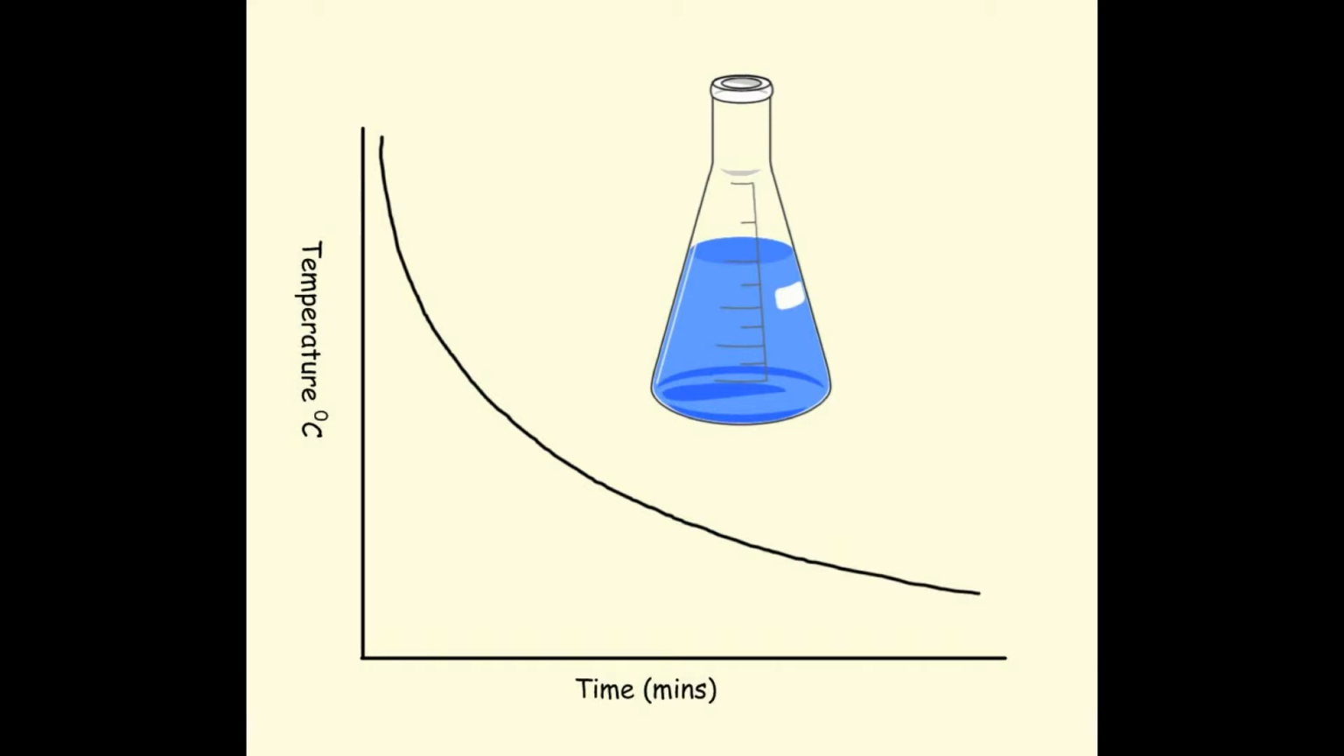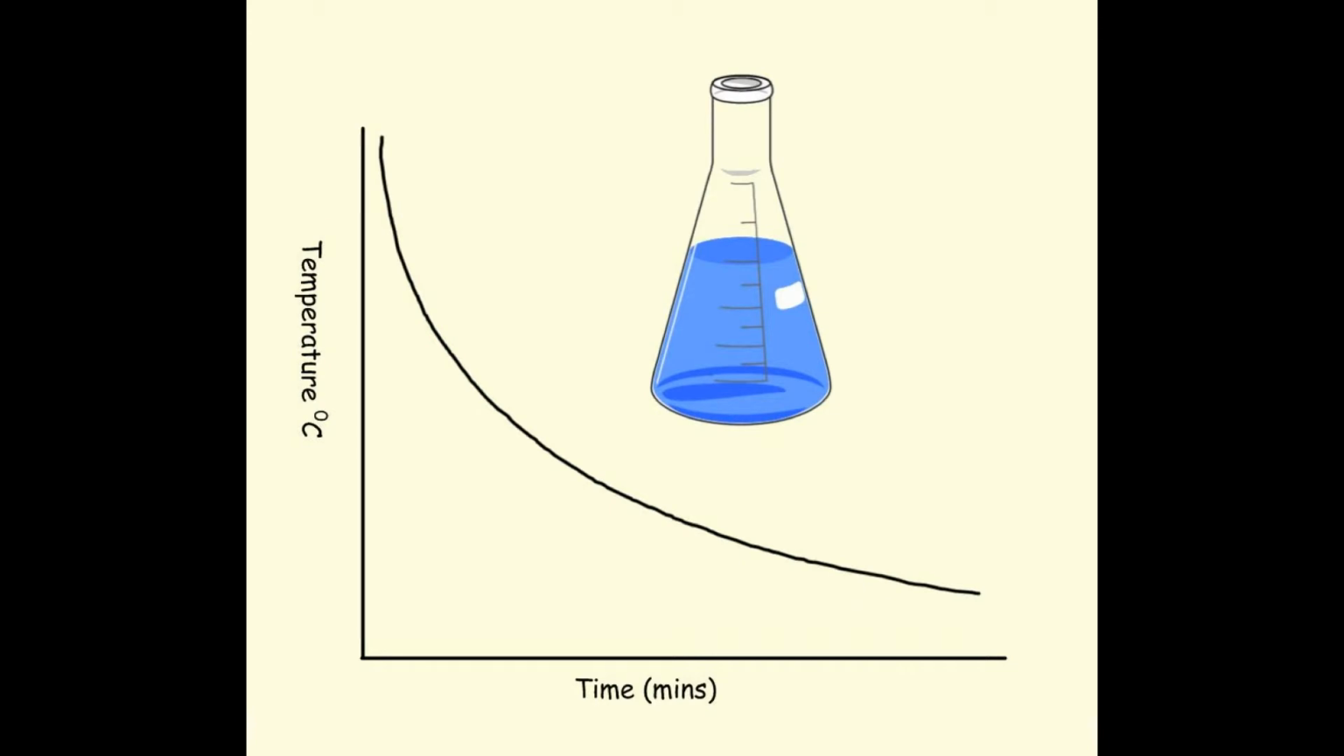At the beginning of the experiment, there is a difference of 80 degrees centigrade between the water in the flask and the air in the room. A lot of heat will leave the flask rapidly because heat goes from a hot place to a cooler place. The temperature will drop rapidly.